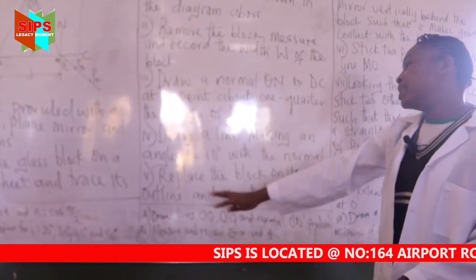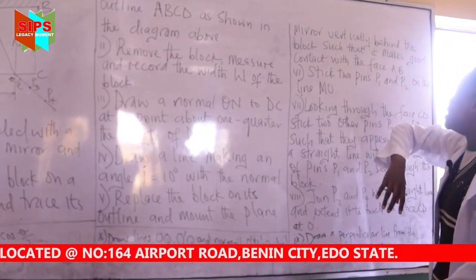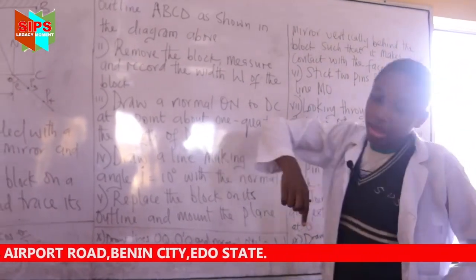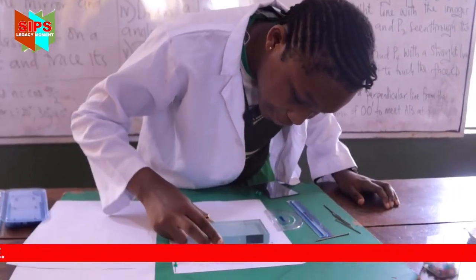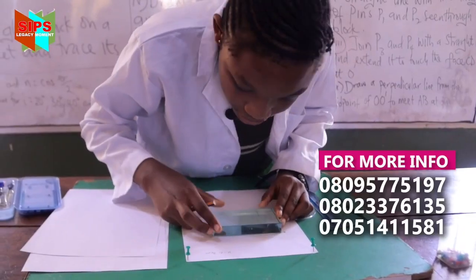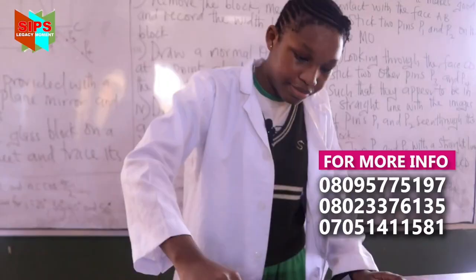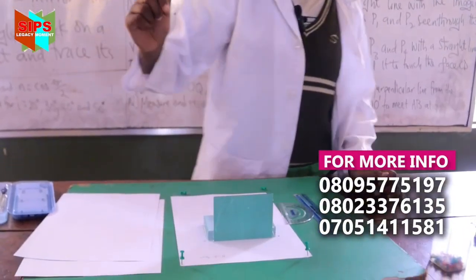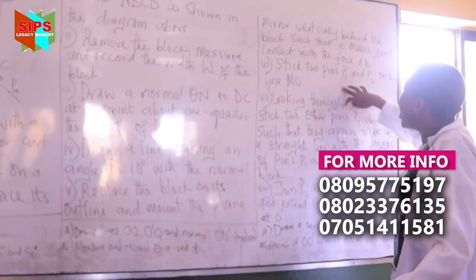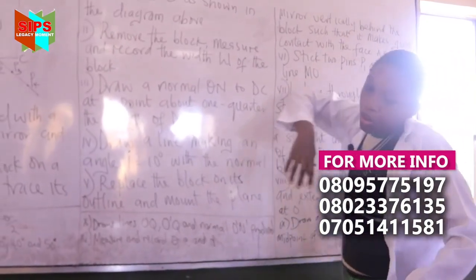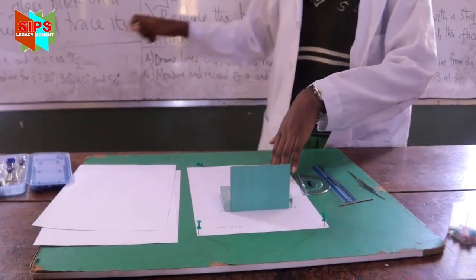So replace the block on its outline and mount the plane mirror vertically behind the block such that it makes good contact with the face AB. So I'm going to put my glass prism back where it was before. Then my plane mirror, I'm going to put it vertically behind. Stick two pins, P1 and P2, on the line MO. My line MO was the line I drew when I got my 10 degrees.